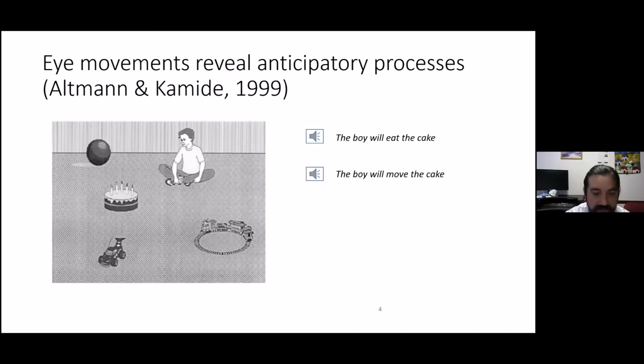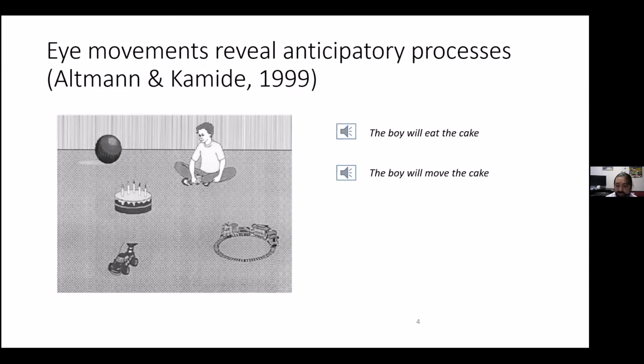There's only one item that's changed between the two sentences, yet we see different eye movement patterns based on this manipulation. With this visual scene, the only plausible edible object is the cake. However, several of the objects can be moved. And as a consequence, participants show earlier eye movements to locate the cake. In other words, they converge on the cake earlier when listening to the boy will eat the cake as compared to the boy will move the cake. And this demonstrated predictive processing.